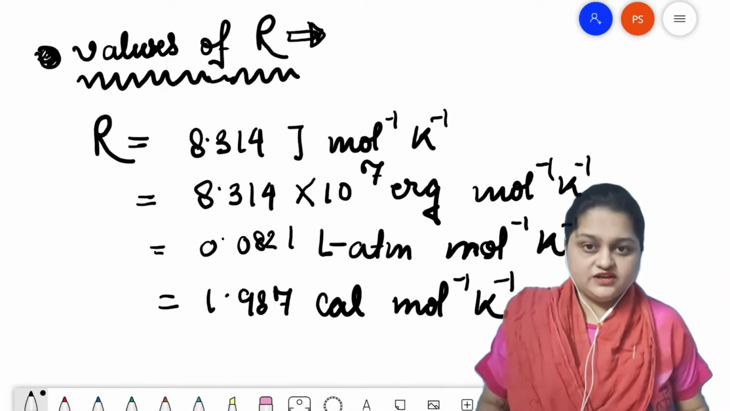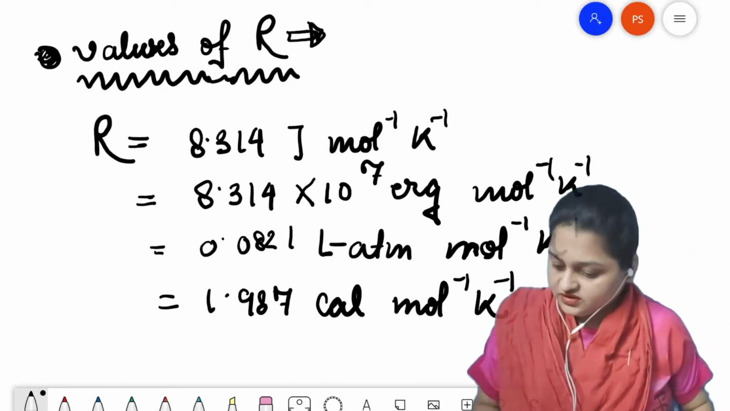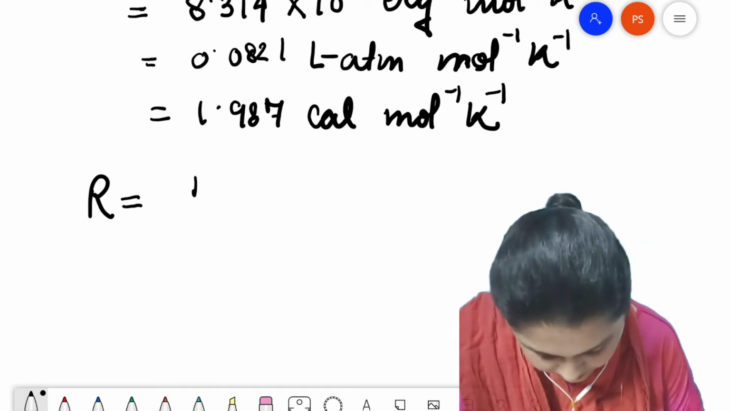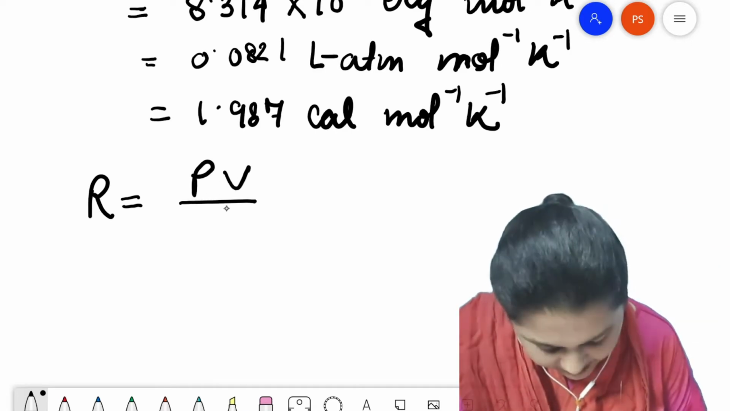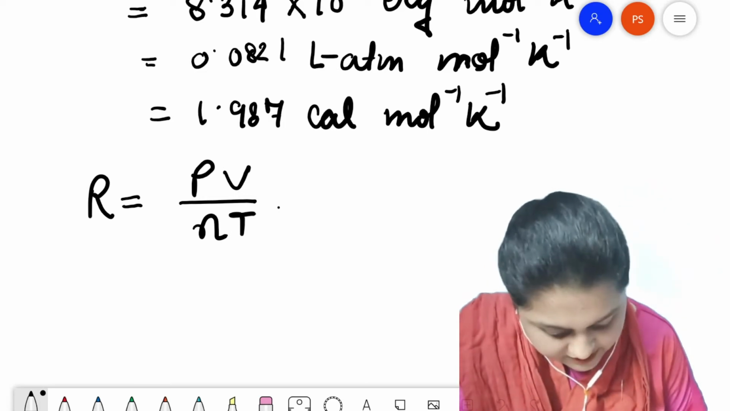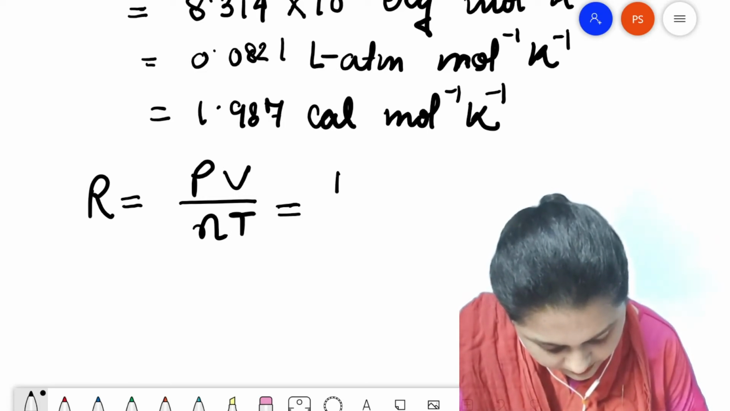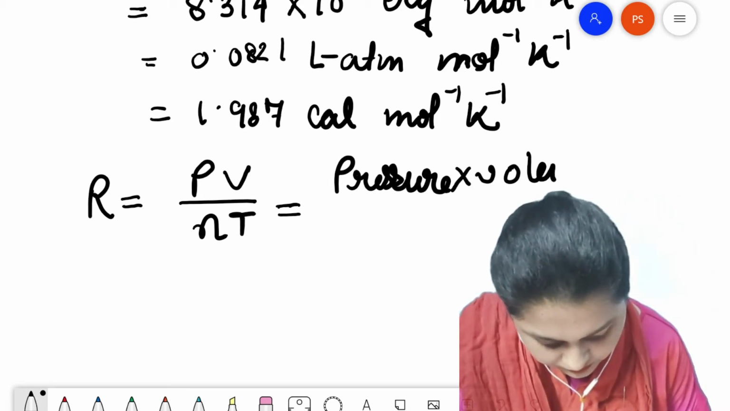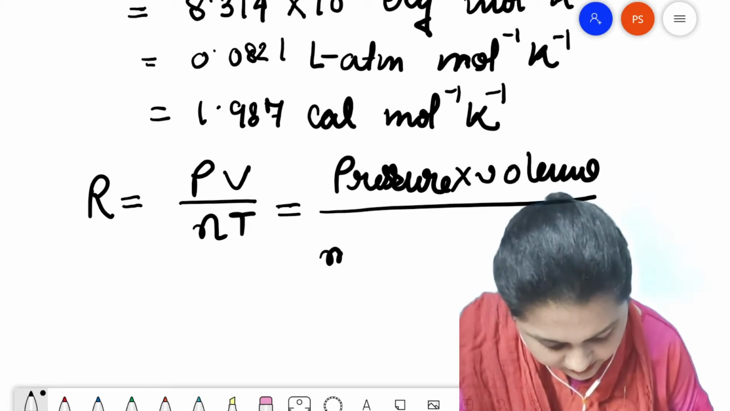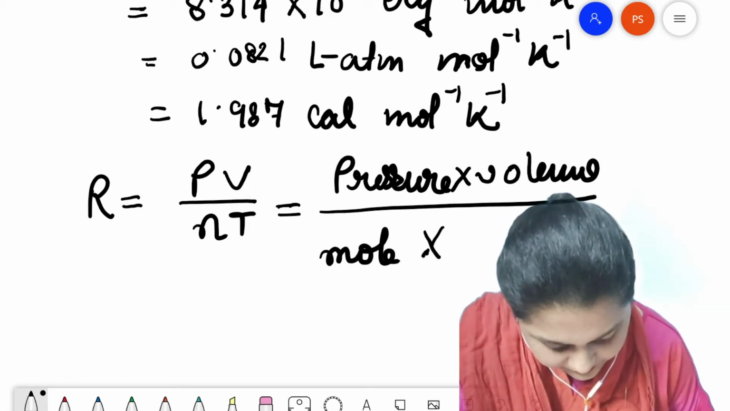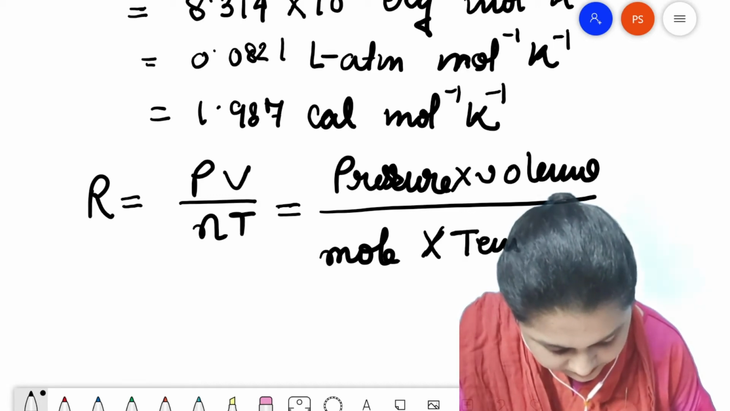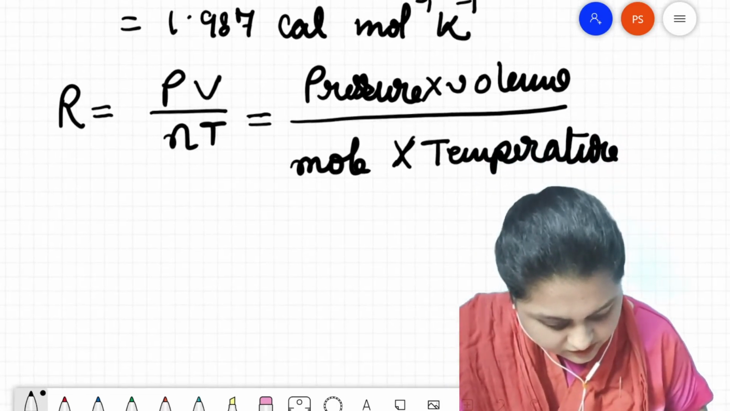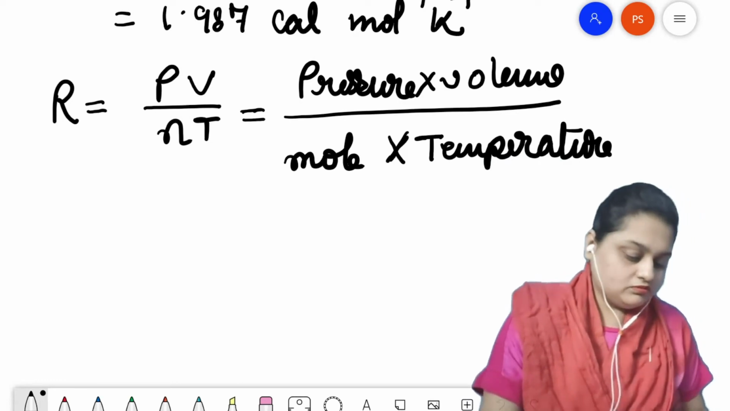Universal gas constant R is a very significant value. R can be represented as PV by nT, that is, pressure multiplied by volume, divided by mole number multiplied by temperature. Pressure multiplied by volume by mole into temperature.